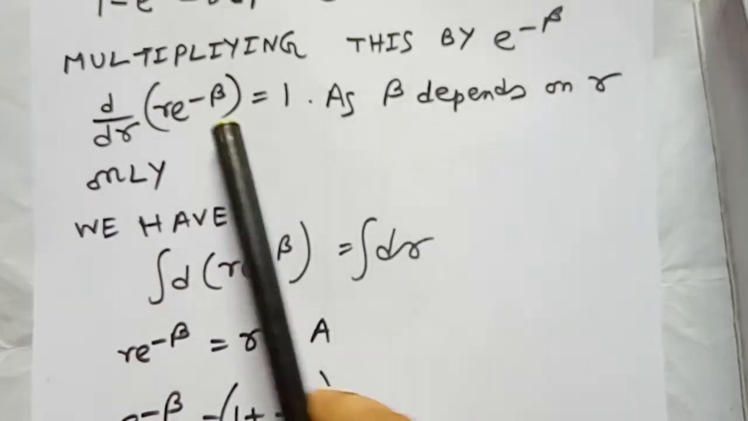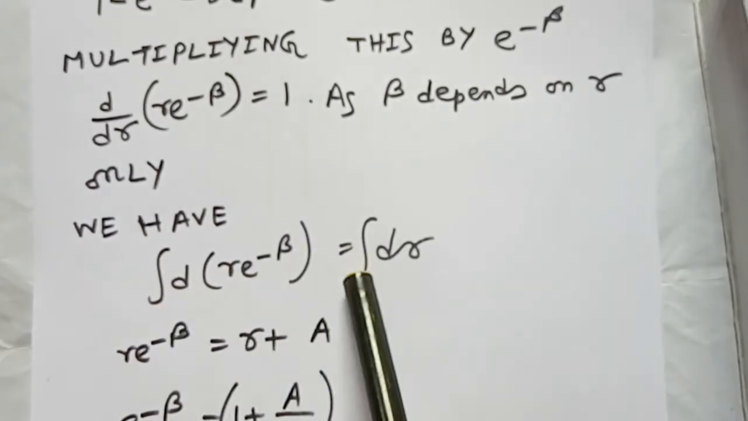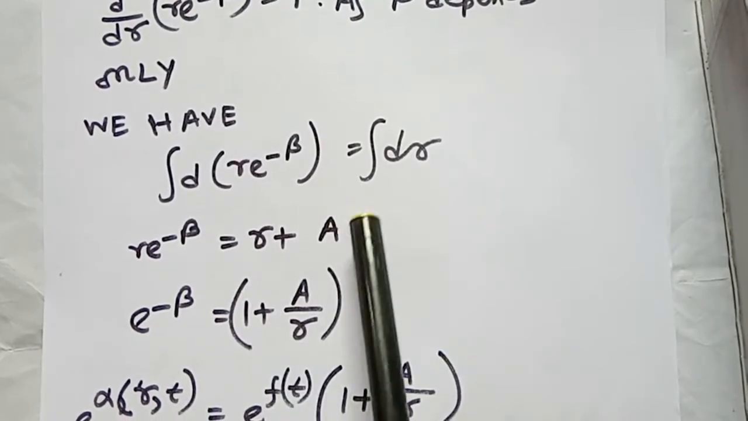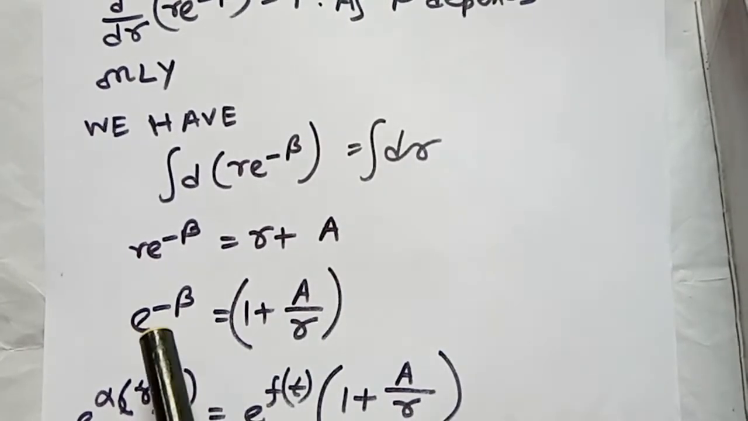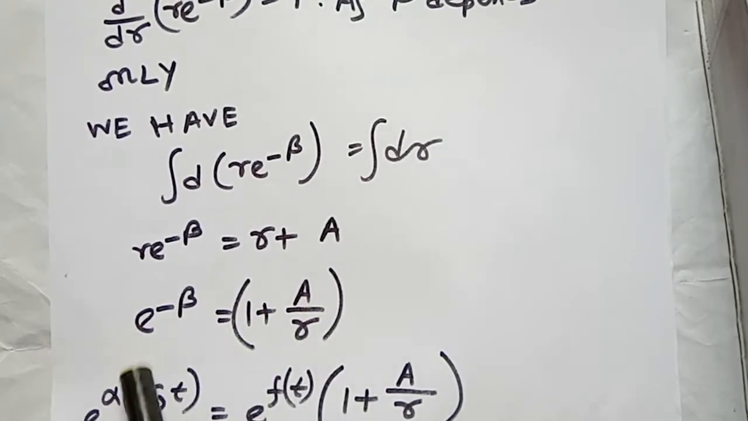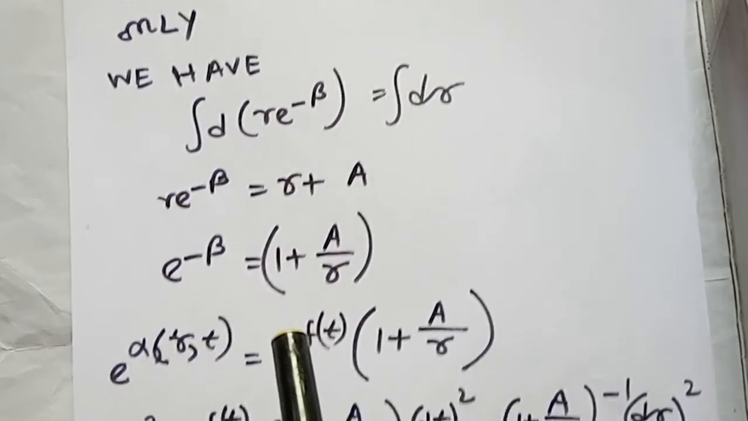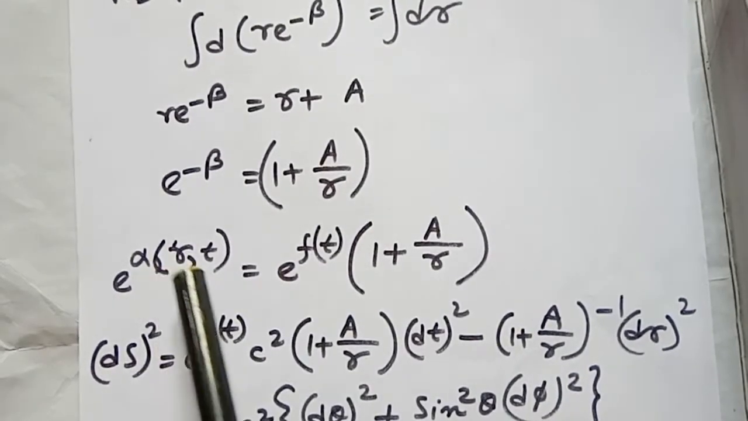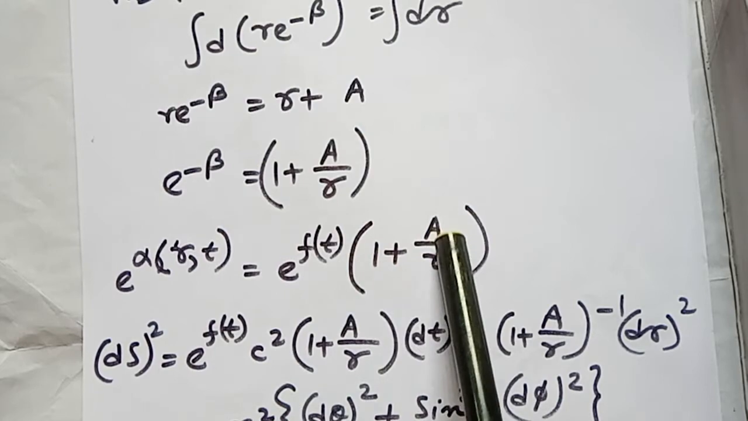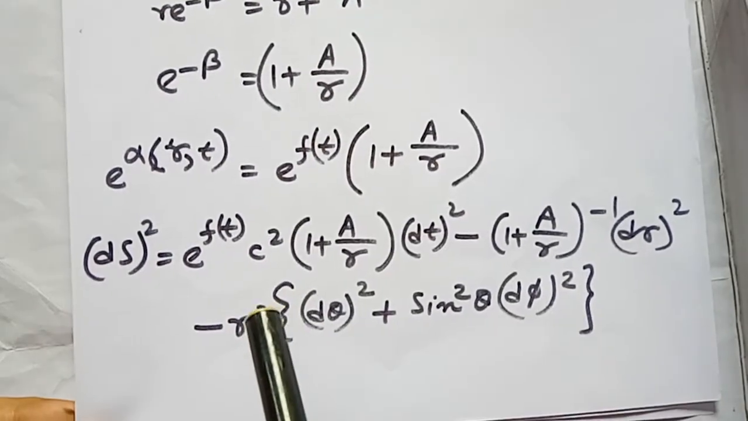Now we integrate that term, d of r e to the minus beta, integration of dr, and we have r e to the minus beta equals r plus a, where a is the integral constant, and e to the minus beta equals 1 plus a divided by r. This is the important exponential e to the minus beta. Now e to the power alpha of r, t equals e to the power f of t times 1 plus a per r.